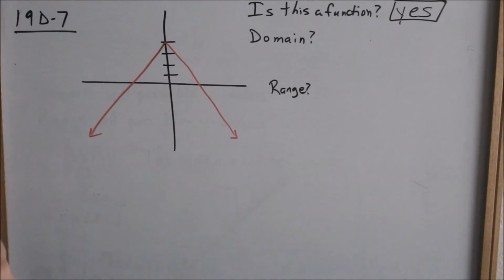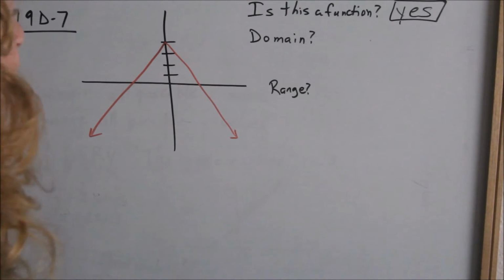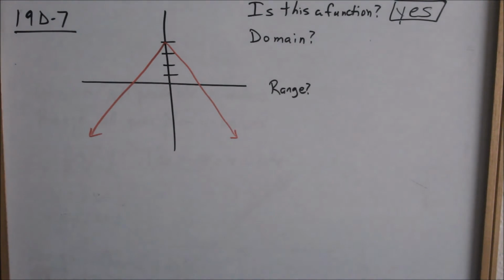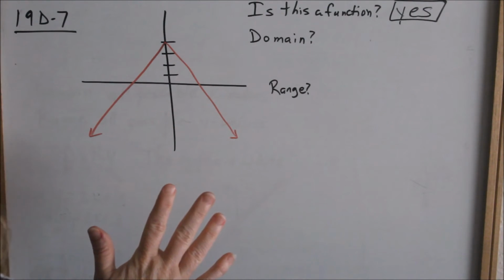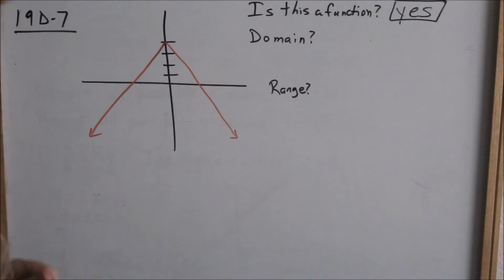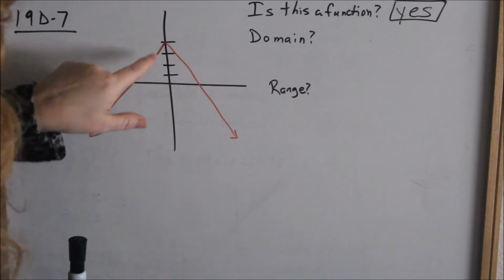So when it is a function, then we have to state the domain and the range. Domain are all possible x values, okay? In other words, any possible x-coordinate that can be on this graph is what we're looking at. Any x-coordinate, okay?